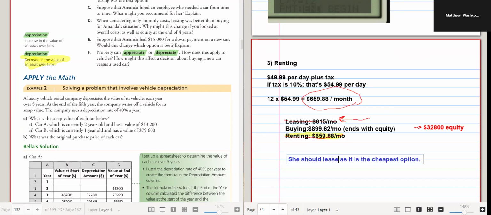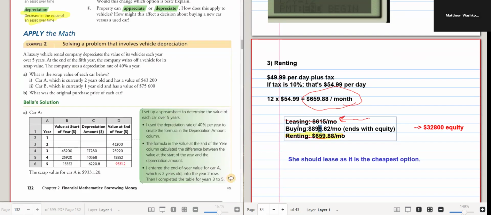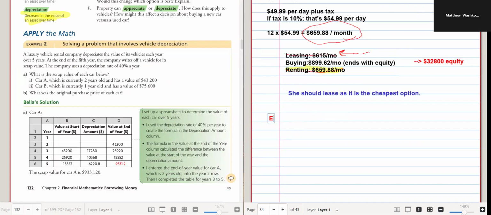If she wanted equity, if she wanted to own her car after, she would buy. But you can see this is about a $250 difference every single month for 4 years. Now, if that car is worth $32,800, awesome. But that car's not going to be worth that. That car is going to undergo depreciation, which brings us to example 2, which is solving a problem that involves vehicle depreciation.